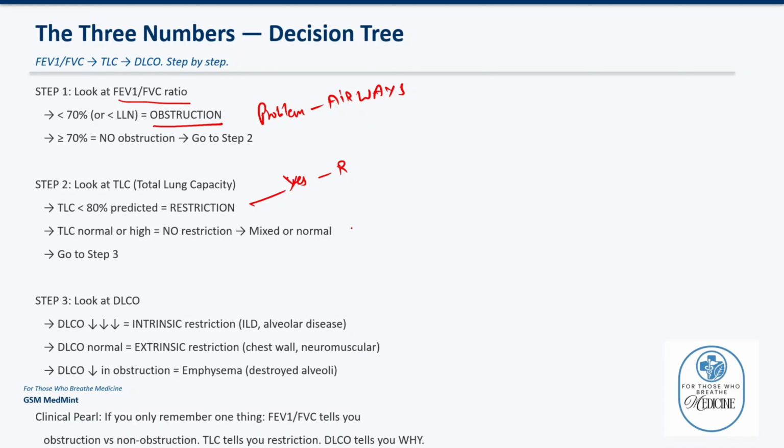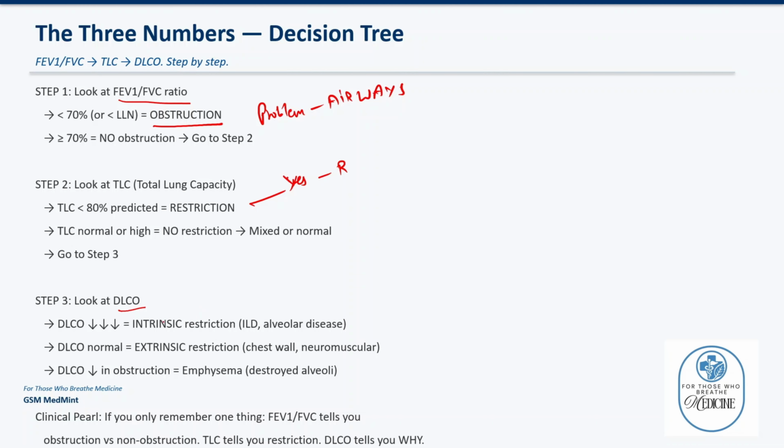If no, then the TLC is normal or high. This is not restriction. The PFTs may be normal, or there may be a mixed pattern, or the dyspnea is from something else. For example, cardiac, deconditioning, anemia or some other pathology.